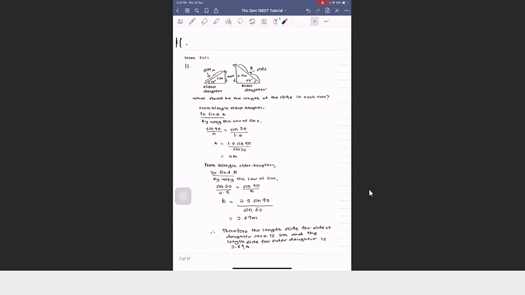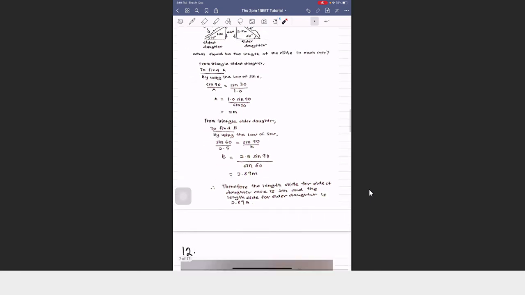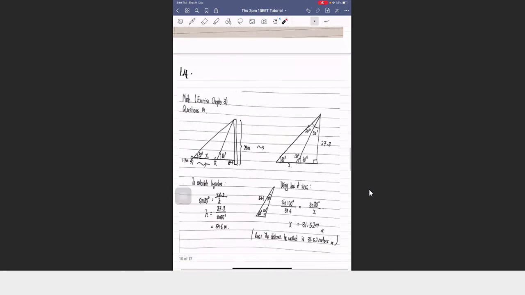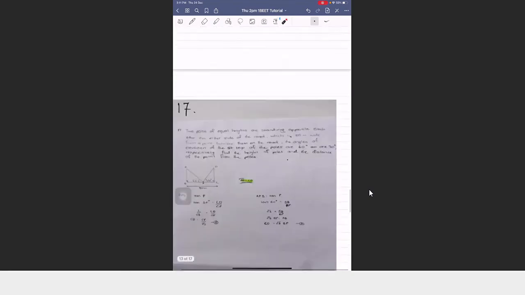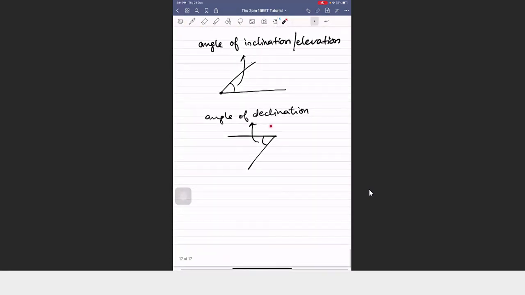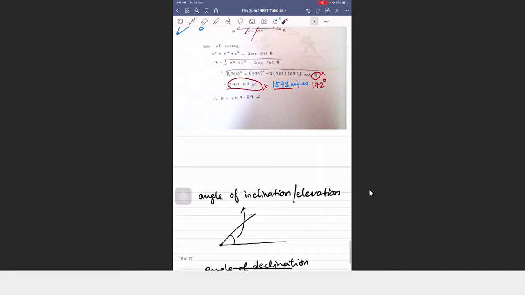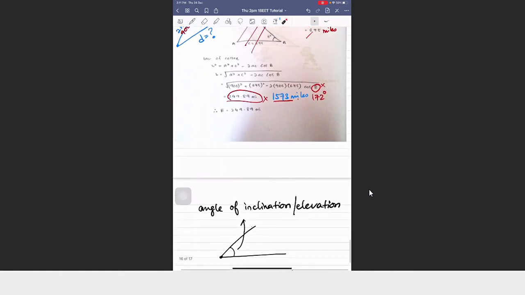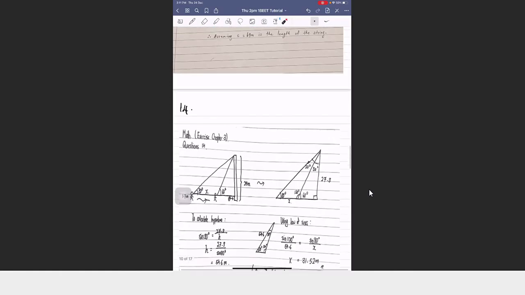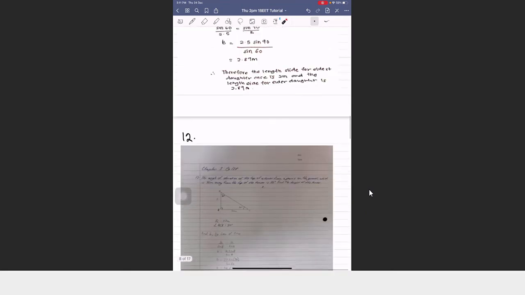Madam, how about angle of depression? Depression is the same as declination. Okay. Depression is also similar to this. All right. Back to the diagram just now.